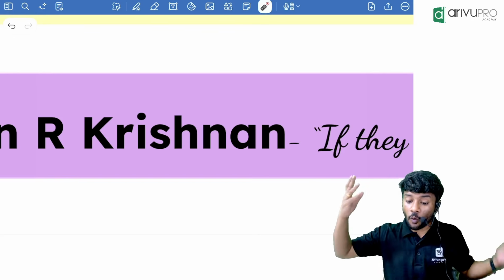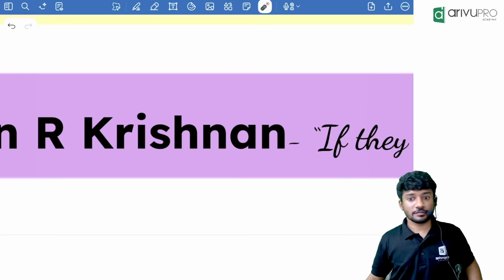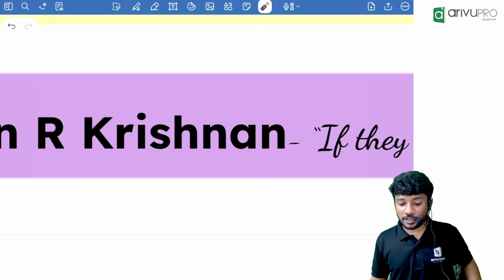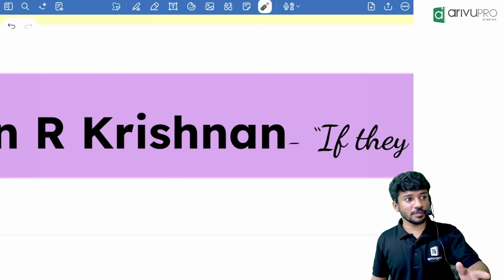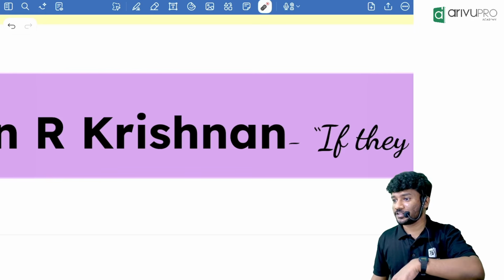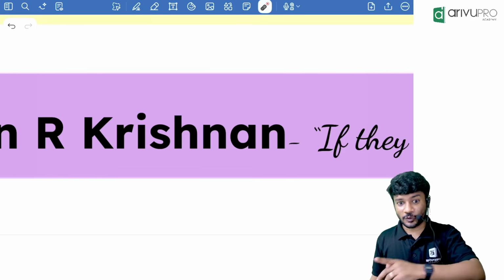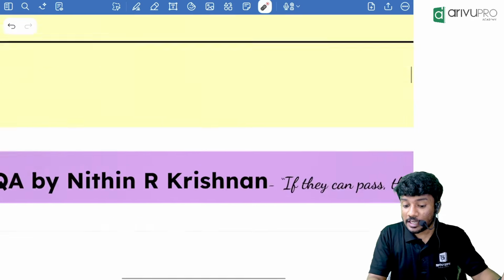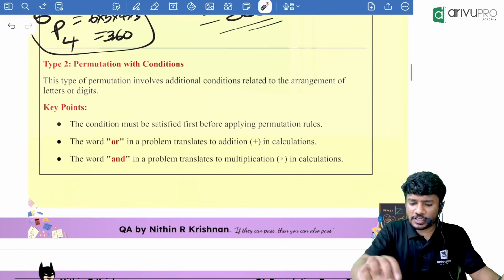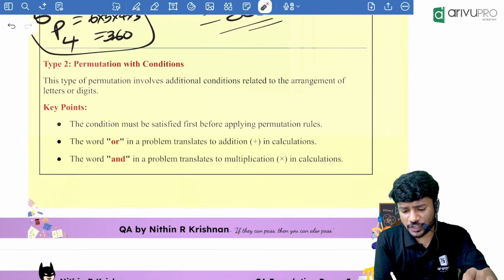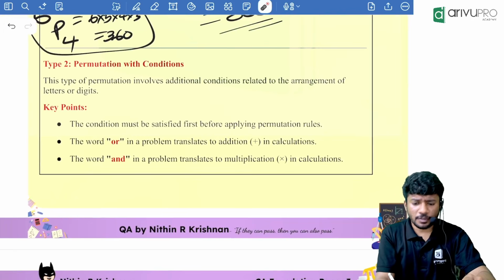Then they will say that all the letters can be repeated. All the letters can be repeated means if one person is sitting in the first place, he can sit in the second place also, and the third place also. That type of question also might be there. We will discuss that in a few minutes. Before that, we need to have some basics. People, have you heard about this?